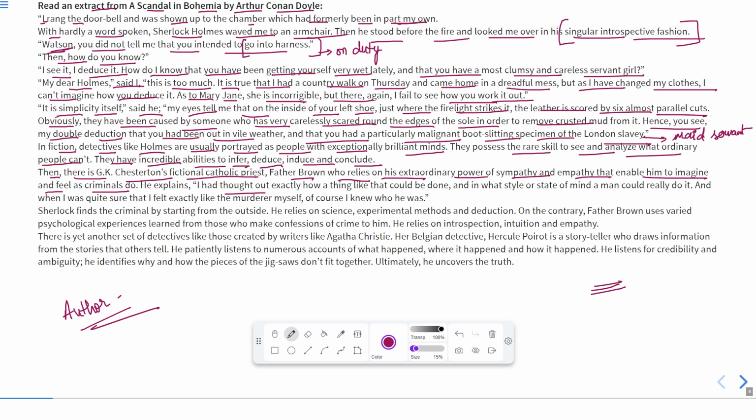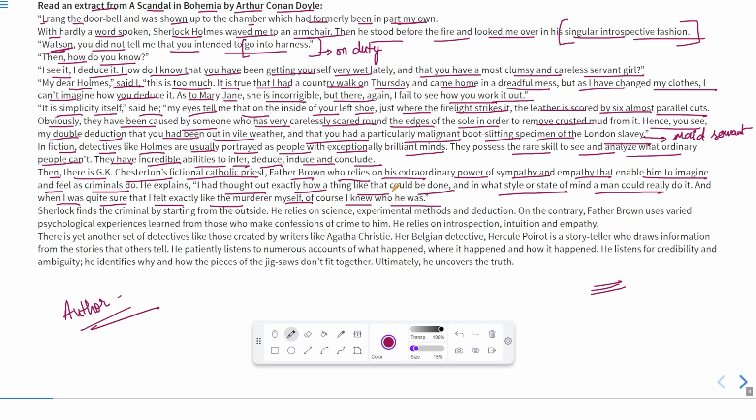Okay, he explains, I had thought out exactly how a thing like that could be done, and in what style or state of mind a man could really do it. And when I was quite sure that I felt exactly like the murderer myself, of course, I knew who he was. Now, it was the style of another detective that he used to place himself as the criminal. He used to think according to the criminal, and consider what the criminal's perception was at the time of the crime.